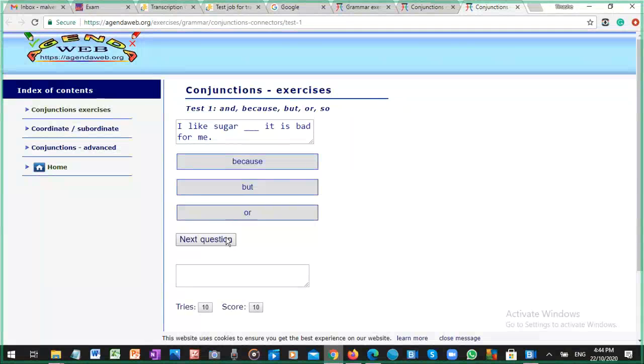Next one. I like sugar, dash, it is bad for me. I like sugar, because it is bad for me. Try again. Remember, because is used to explain why you like or dislike something. But this one, we have like sugar, which is positive, bad for me, which is negative. So if we have one positive and one negative, we use but. But if we have both negatives, we can use because. If we have both positives, we can use because. So what's the correct answer?